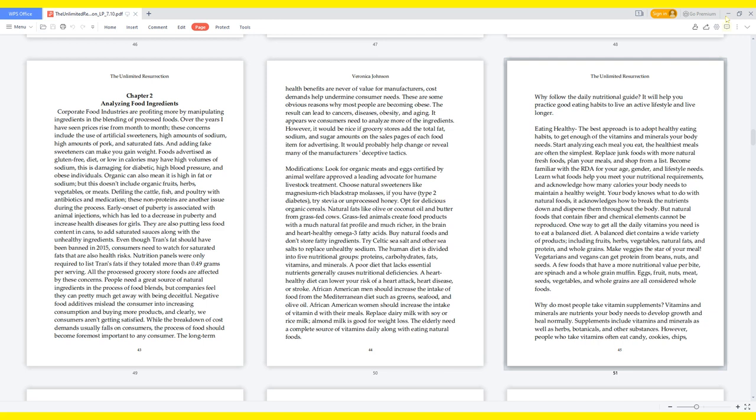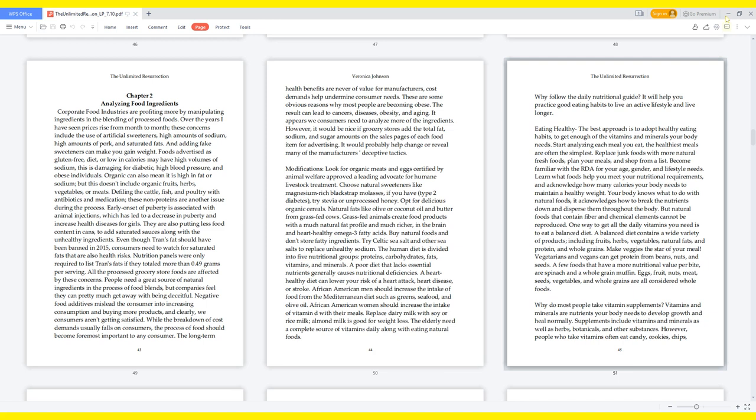Eating healthy, the best approach is to adopt healthy eating habits, to get enough of the vitamins and minerals your body needs. Start analyzing each meal you eat. The healthiest meals are often the simplest. Replace junk foods with more natural fresh foods, plan your meals, and shop from a list. Become familiar with the RDA for your age, gender, and lifestyle needs.